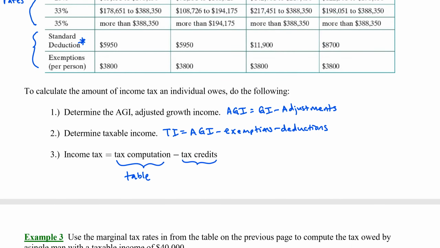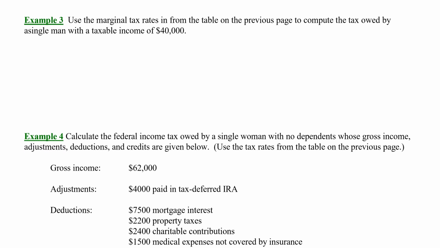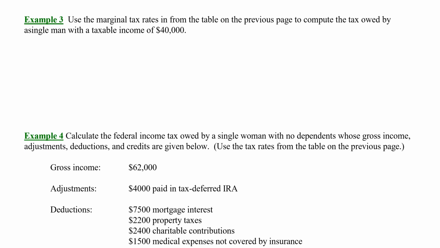All right, are you ready for this? I think we are. Example 3. Use the marginal tax rates from the table on the previous page to compute the tax owed by a single man with a taxable income of $40,000. So this man has already gone through the first 2 steps to determine his taxable income. Now we're going to use the tax table to figure out exactly how much tax he's going to pay.